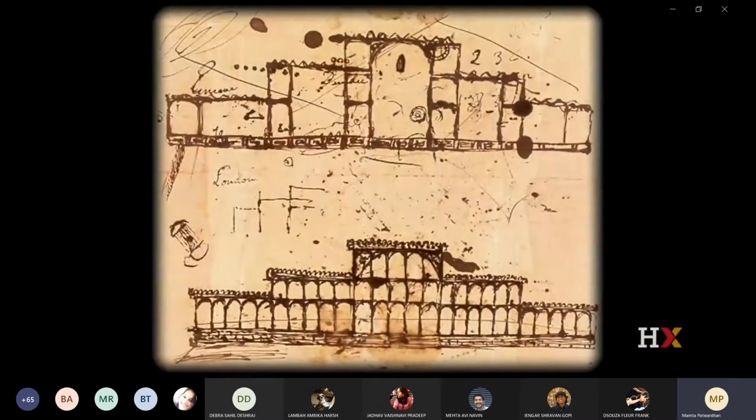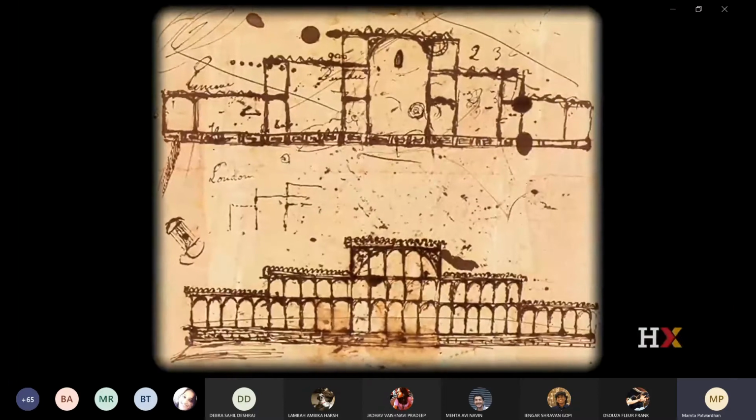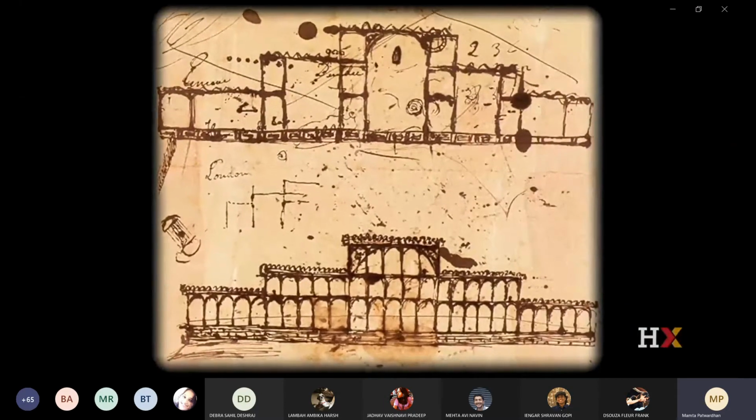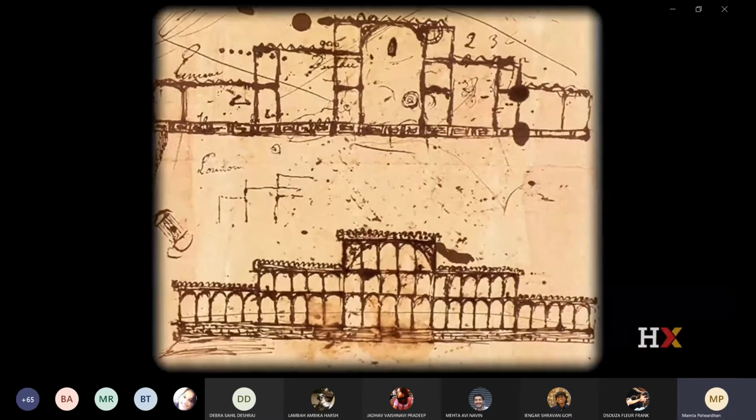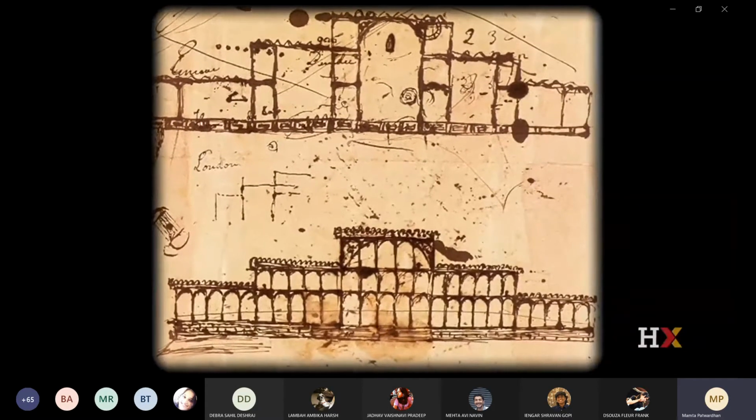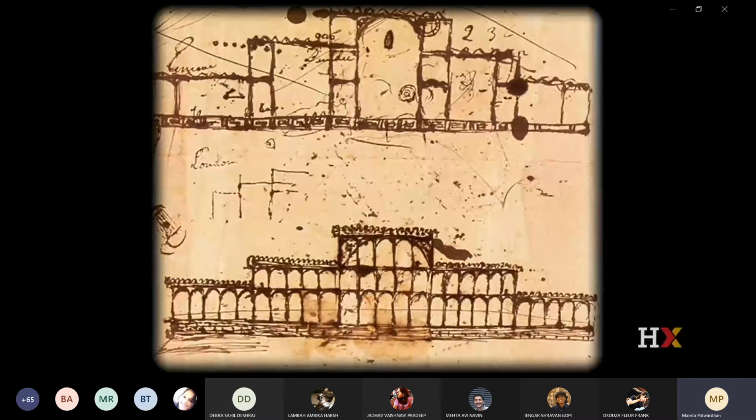He had begun to sketch, and here is one of the most famous sketches in which we find the principle of the Crystal Palace. It's a kind of cross-section, and it's a kind of giant Lily House with the same roof principles, but of course at a completely different scale.